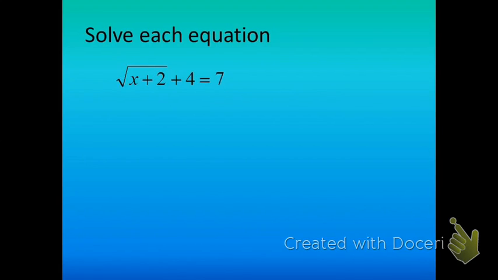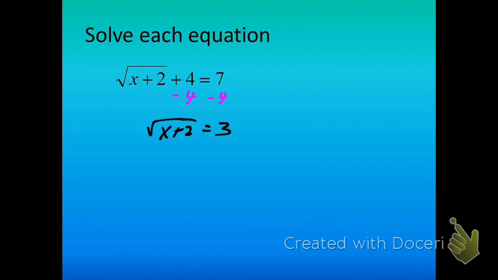So you have the square root of x plus 2 in the radical. You have a plus 4 on the outside of it. So your first step is going to be to get rid of that 4. So you're going to subtract 4 from both sides, which gives you the square root of x plus 2 equals 3. Now this is the step where you have it isolated.